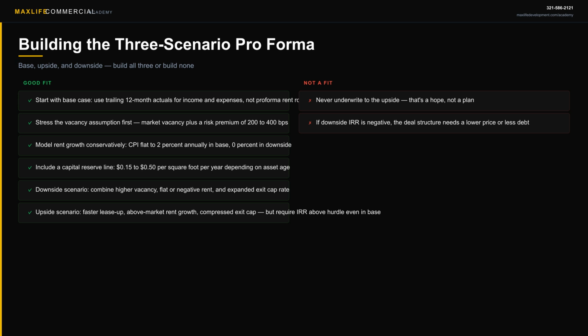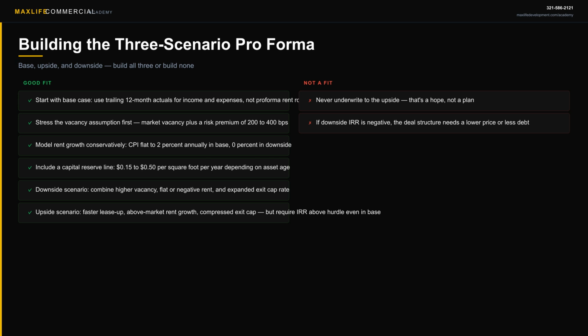Use trailing 12-month actuals for income and actual expense statements. Apply market vacancy, not 0%, and use conservative rent growth in the 1 to 2% range annually. Your base case is what happens if everything goes roughly as expected. The upside case models a favorable environment. Maybe you lease up a vacant suite faster than anticipated, rents in the submarket grow above inflation, and you exit into a compressed cap rate environment. Model it, but don't underwrite to it. Your hurdle rate needs to be cleared in the base case, not just the upside.